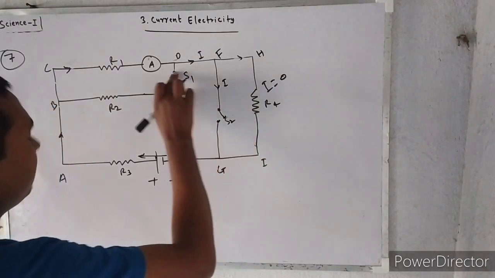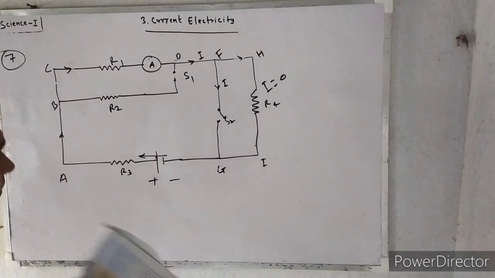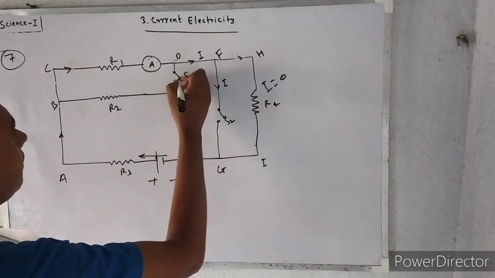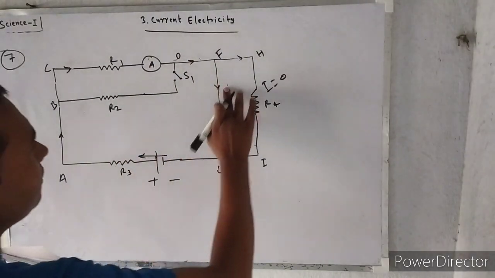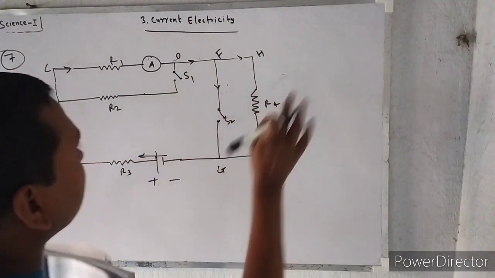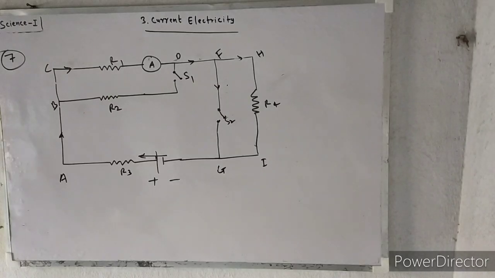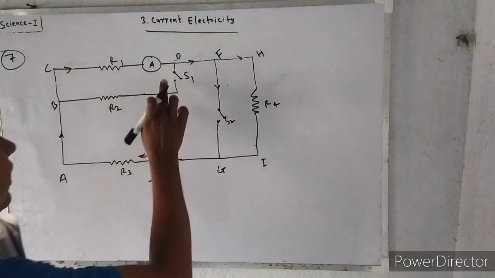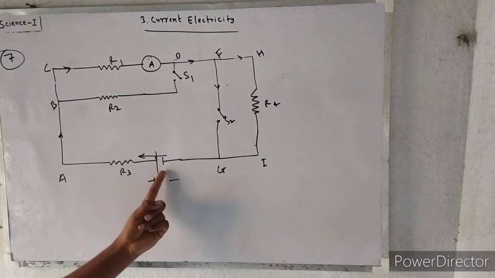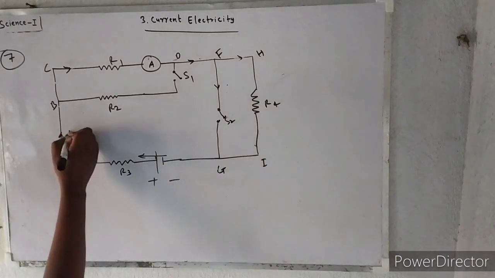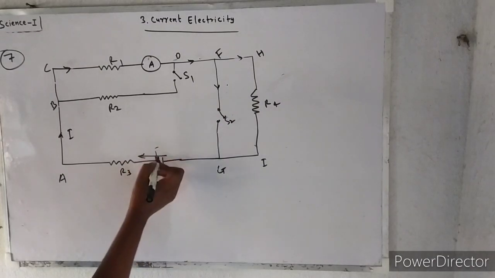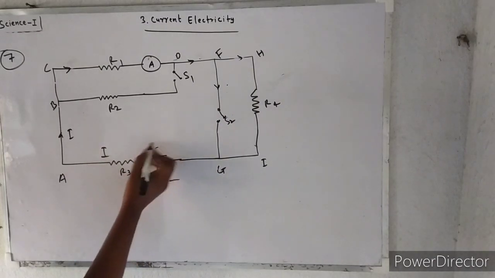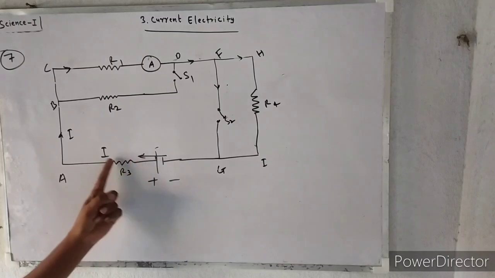Now question number B. Both S1 and S2 are open. Now S1, S2 both are open. It means current will go, say this is current I flowing. Due to this cell, due to this potential difference, current I is flowing through this cell.